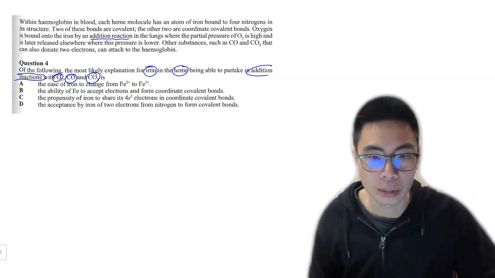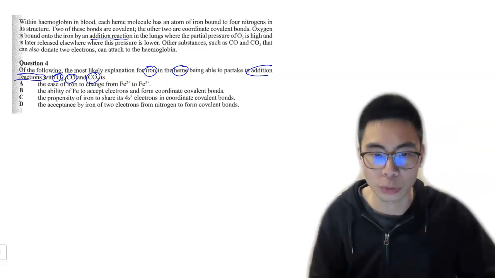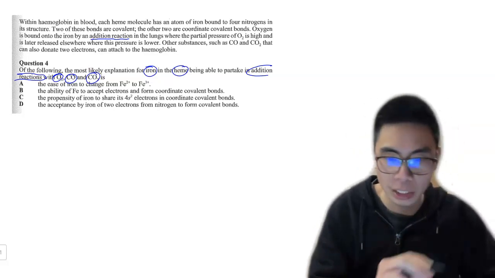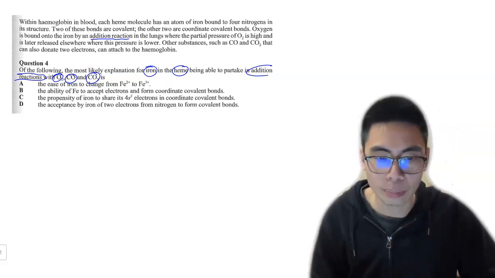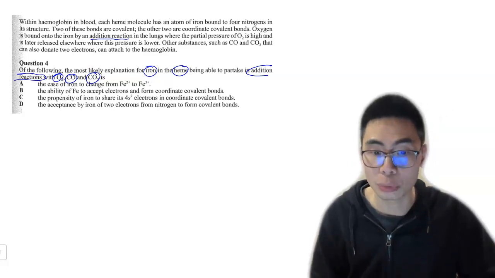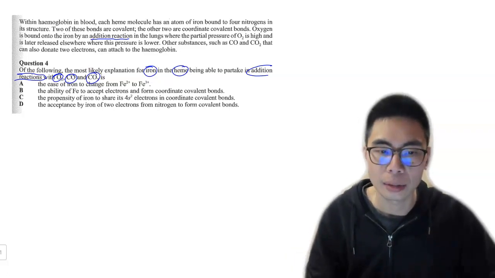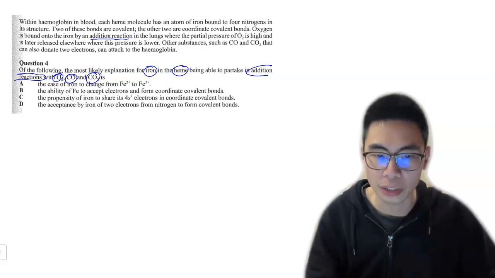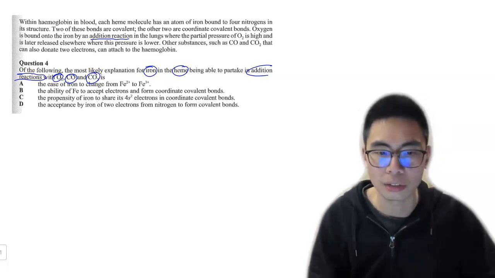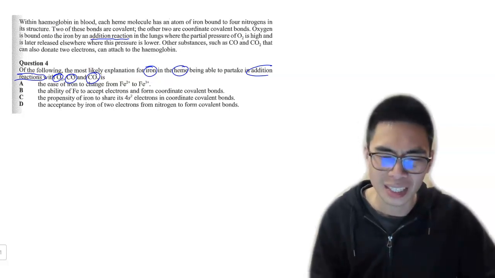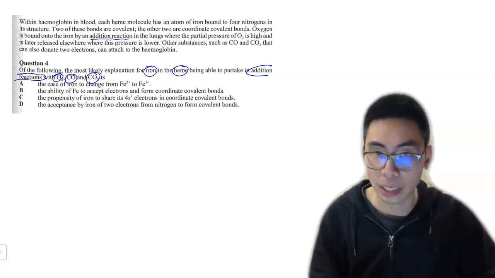I'm going to have a bit of a read and see if it's enough for me to answer this question. If I go back to the beginning of that sentence, it says that oxygen is bound onto the iron by an addition reaction in the lungs, where the partial pressure of O2 is high, and is later released elsewhere where this pressure is lower. What we can gather from this sentence is that iron participates in an addition reaction with oxygen. Apart from that, we don't really gain much more. It talks a bit about partial pressure and the fact that it is later released, but it doesn't really seem to explain what's going on.